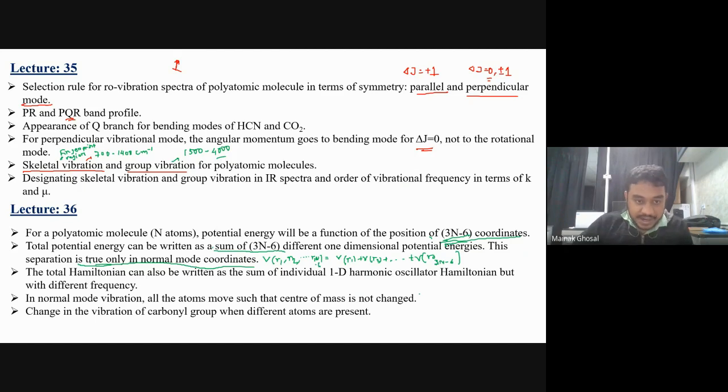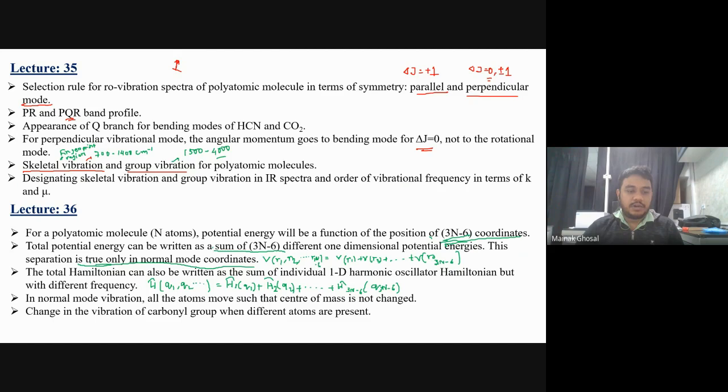Similarly, I can write the total Hamiltonian in terms of simple individual one-dimensional harmonic oscillators. Like H of Q1, Q2, and so on, I can write it as H of 1 of Q1 plus H of 2 of Q2. So I can separate this Hamiltonian with respect to each coordinate, plus H of 3n minus 6 of Q of 3n minus 6. So I can write this total Hamiltonian in terms of these.